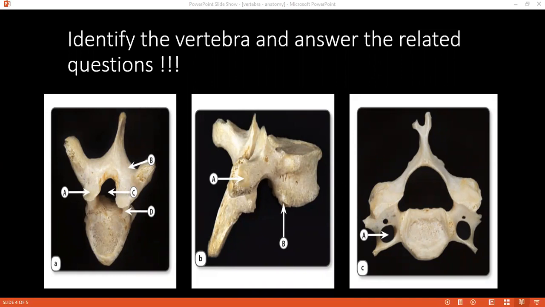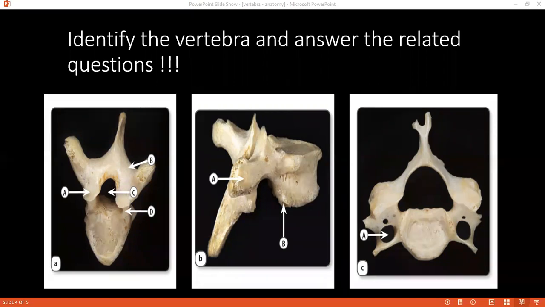At what level does the spinal cord end in adults? In adults, it ends at the lower border of L1, between L1 and L2. Can you tell me the contents of the spinal canal below L2? Below L2 we have the cauda equina and the filum terminale.